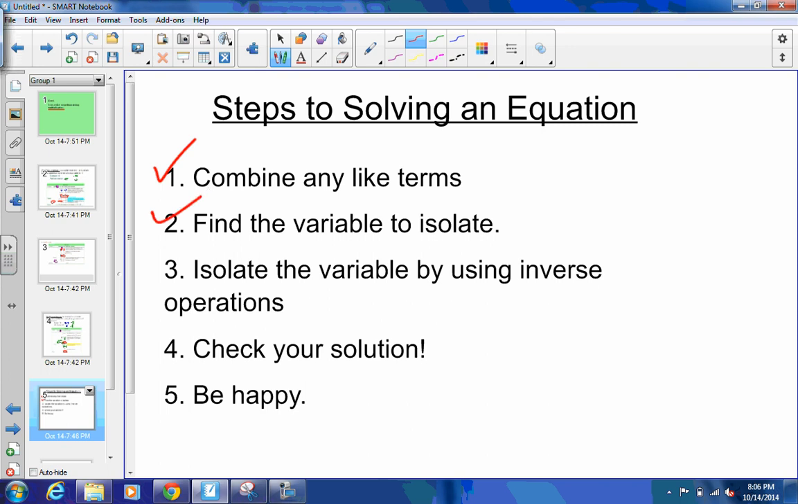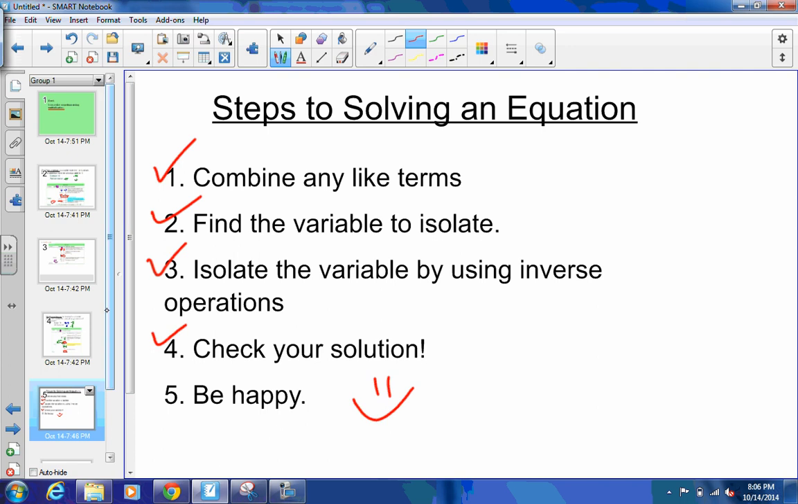Step 3 would be to isolate that variable by using inverse operations. If there's an addition on that side, you can subtract from it. If there's multiplication on that side, you can divide. And if there's division or a fraction on that side, we're going to use multiplication by the reciprocal to get rid of it. Then you get your solution, and you have to check it by plugging back in. Once you check it, you can definitely give yourself a smiley face and be happy.